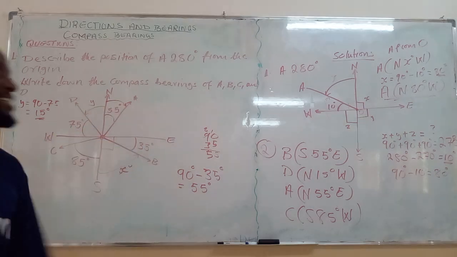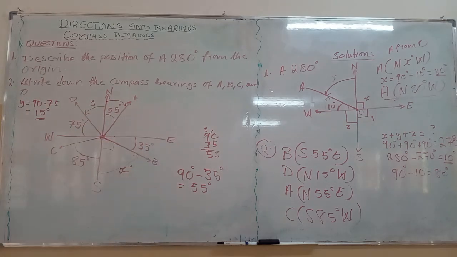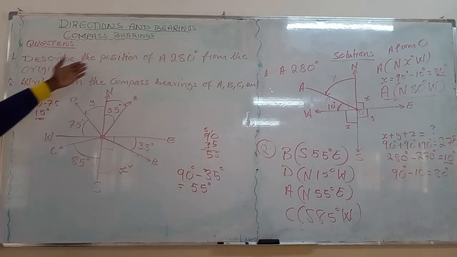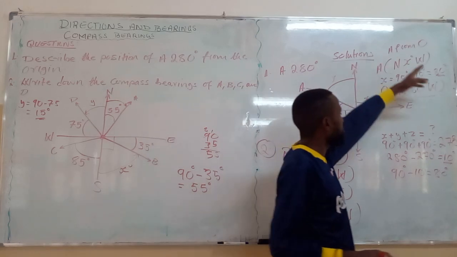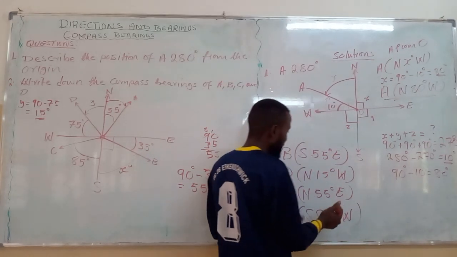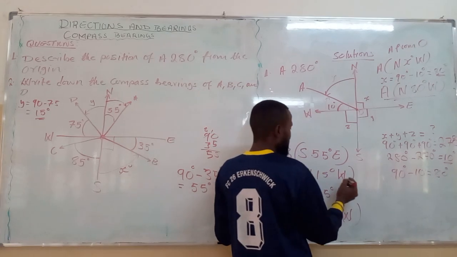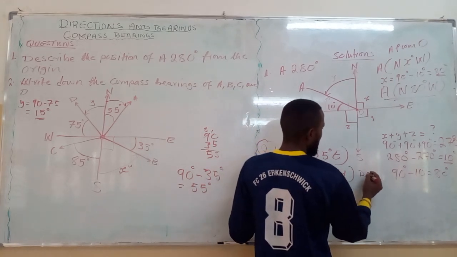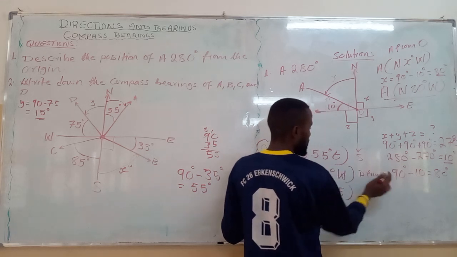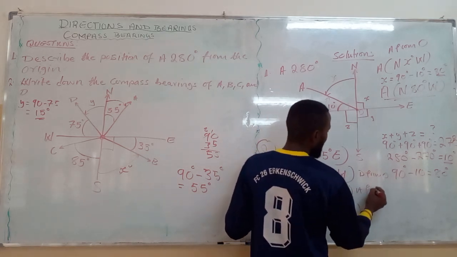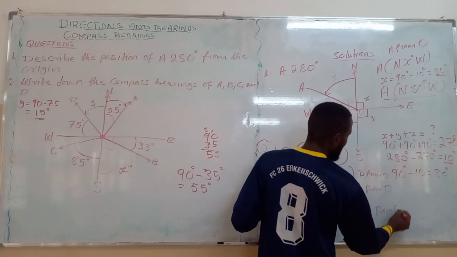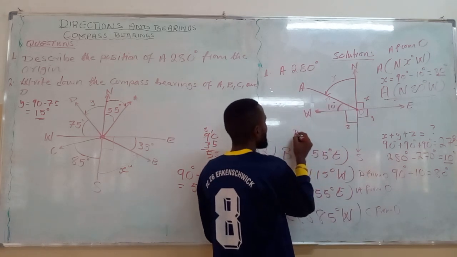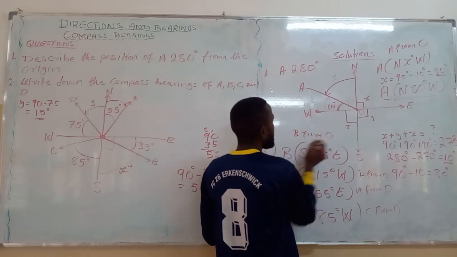So, my beloved ones, this is how you work out these questions. If you do it like this, then you have no problem. Whatever question they will ask in your exam, you should be able to answer it without fail. So, we have described the positions from the origin. This bearing we found as D from O, which is the origin, and this one is A from the origin. This is C from the origin, and this one is B from the origin. O simply stands for origin.